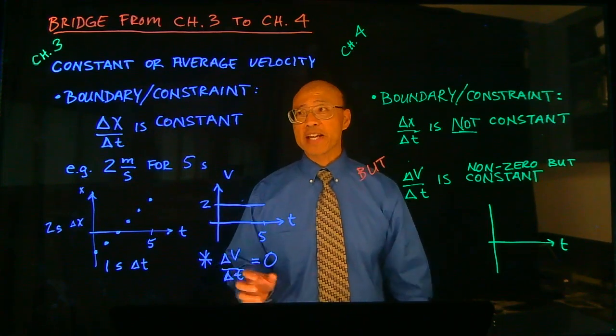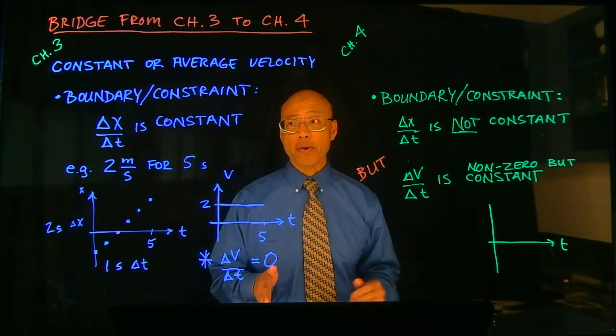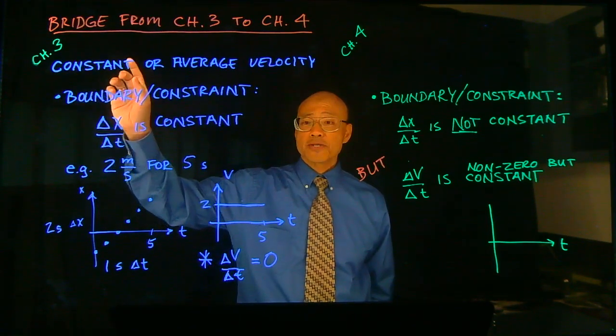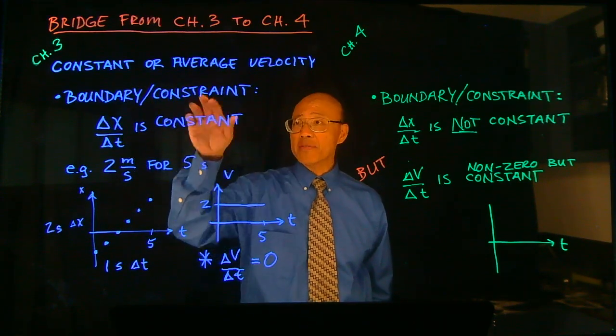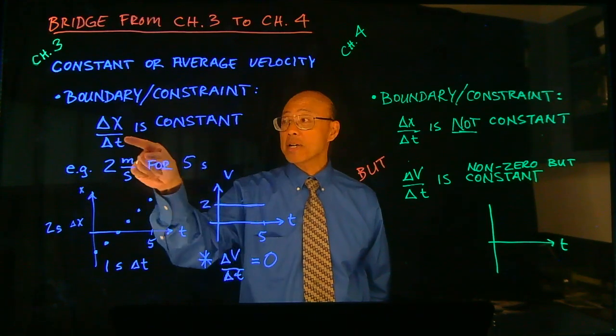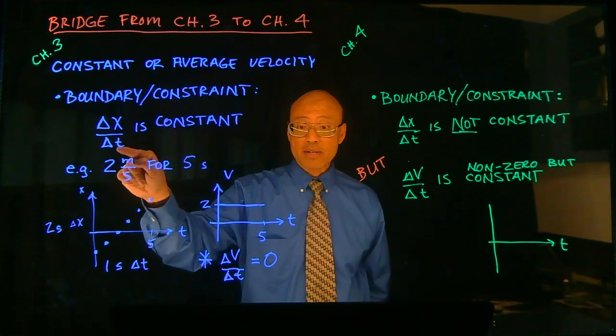This video was going to act as a bridge from Chapter 3 to Chapter 4. Let's remind ourselves of what Chapter 3 was about. Chapter 3 was about constant or average velocity. In other words, I have that equation for average velocity and I get a number, and it's just a number, right? That ratio, delta x to delta t, is constant for that amount of time.